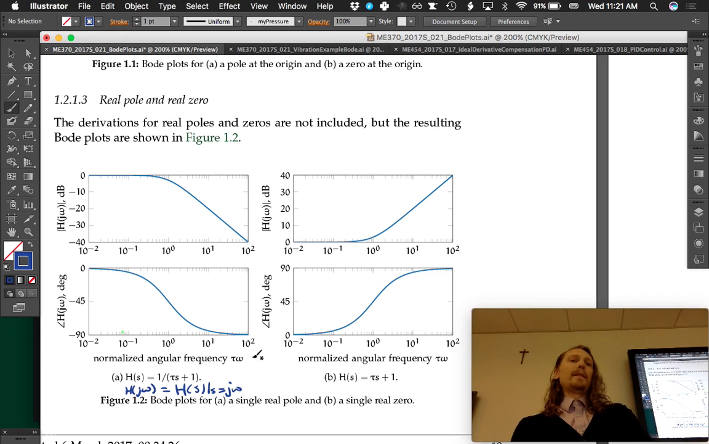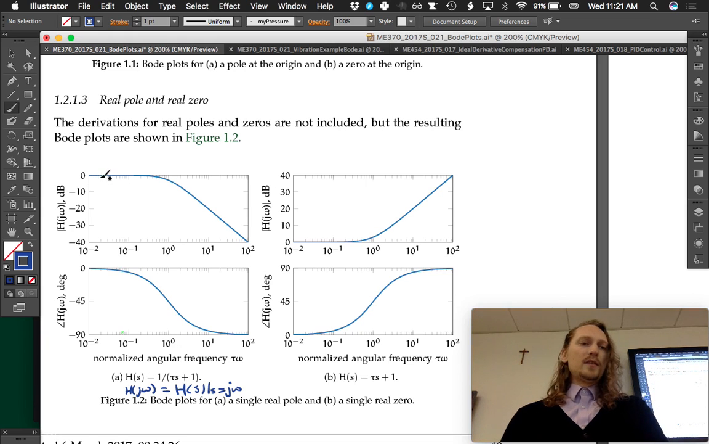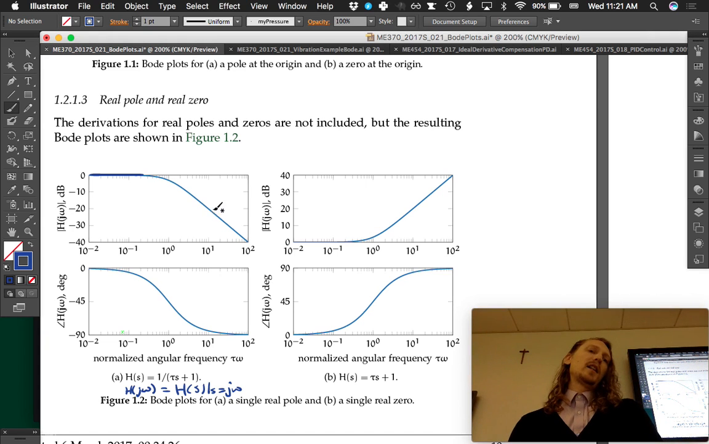So notice that, let's look at the pole first, so the single real pole. So this is 0 dB, 0 dB, 0 dB, and then it starts to kind of break off, and it ends up at this other slope, but another straight line, right? So it's a straight line and a straight line, and then there's this little curve that happens.